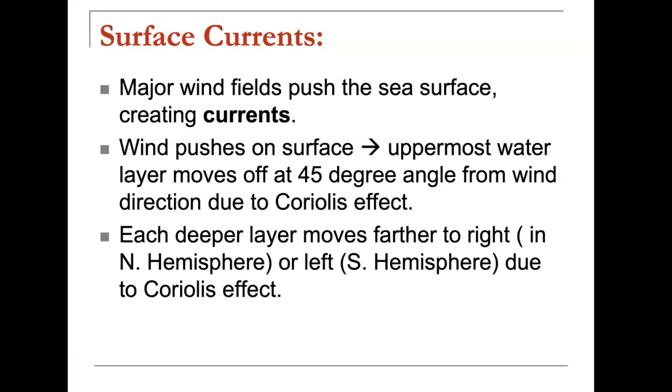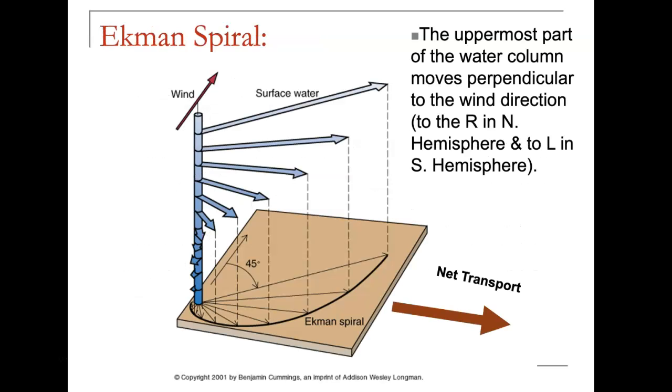So each deeper layer, as we go down, and I'll show you this in a minute, it's called Ekman transport. As you move down, each deeper layer is going to move farther to the right in the northern hemisphere and farther to the left in the southern hemisphere due to the Coriolis effect. So this is what this looks like, and we call this Ekman transport or an Ekman spiral. Named after the scientist that discovered it.